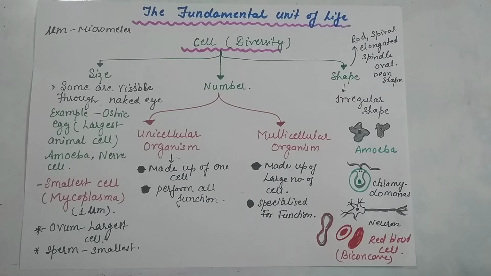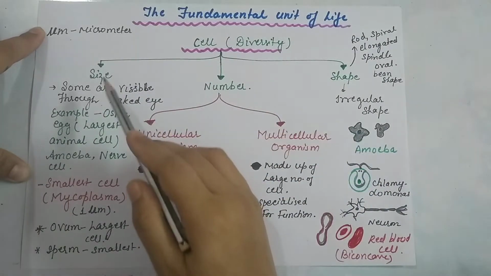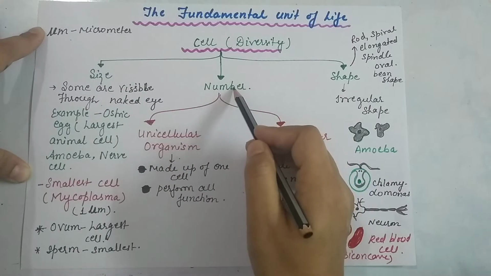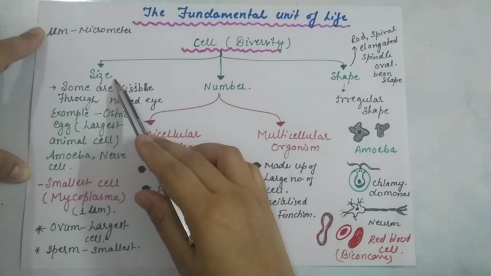In the human body, or in our own body, we have different types of cells, with different shapes and numbers, and their functions are also very specific. So in this video we are going to study cell diversification. We have divided cell diversification according to size, numbers and shape. First we will take the size.